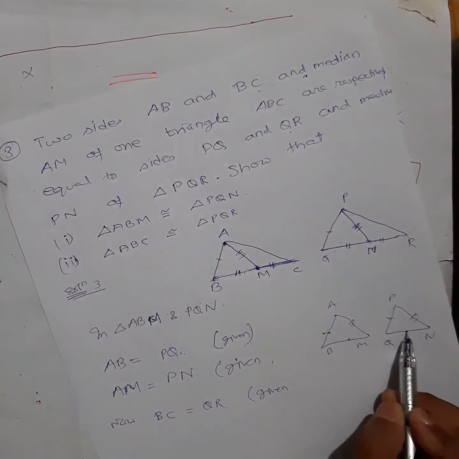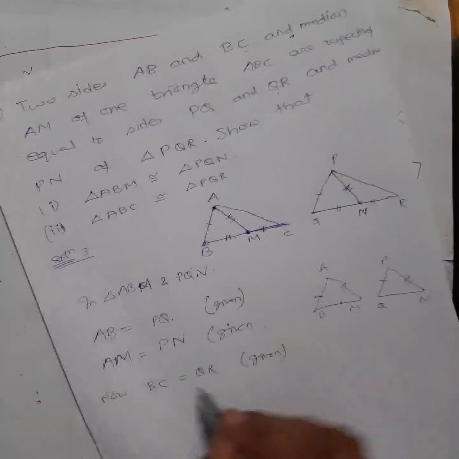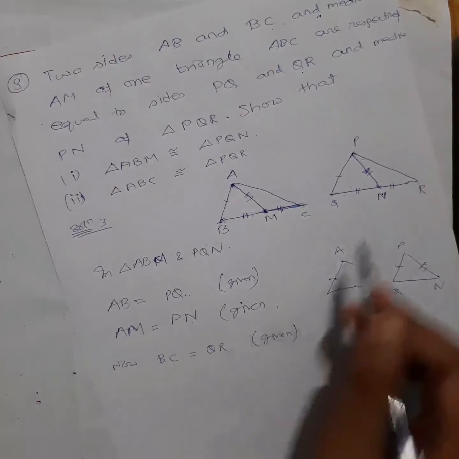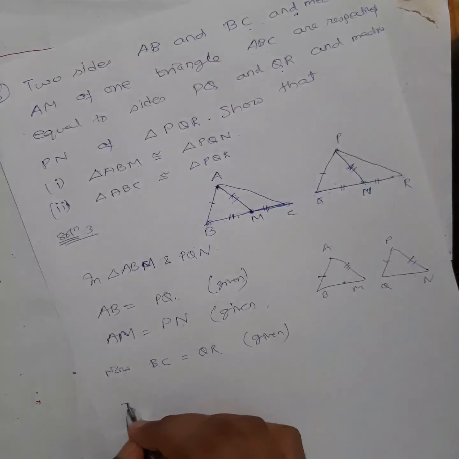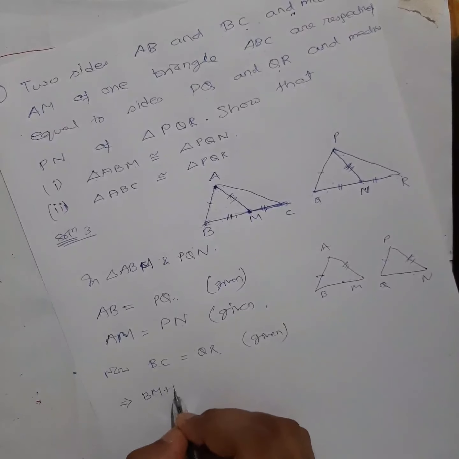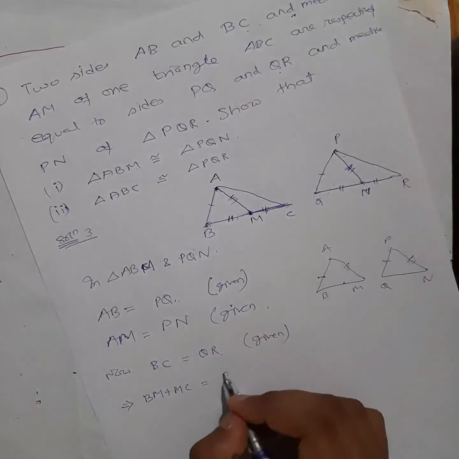Last, I have to show this one. This is equal to this. For that I have to write the theory here again. So this is not your part. This is just to show that this and this are equal. Okay, BC equals QR. So from this can I write, which implies BC, can I write BM plus MC, and QR can I write QN plus NR.